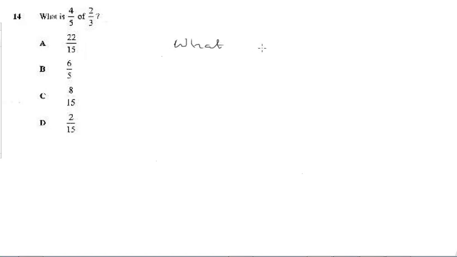No, it's not so visible. What is 4 over 5 of 2 over 3? So whenever you're asked to say what is that fraction of a certain number, all you're doing is multiplying that number by that fraction. So what is 4 over 5 of 2 over 3? You are being asked what is 4 over 5 of that number 2 over 3. So you multiply that fraction 4 over 5 by 2 over 3.